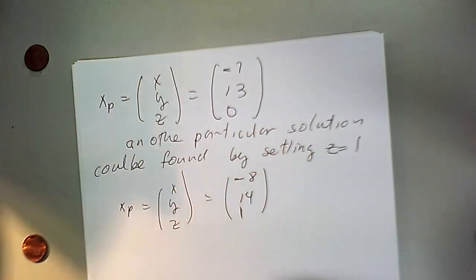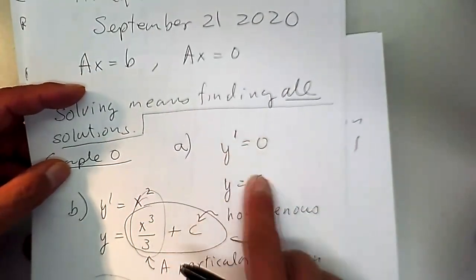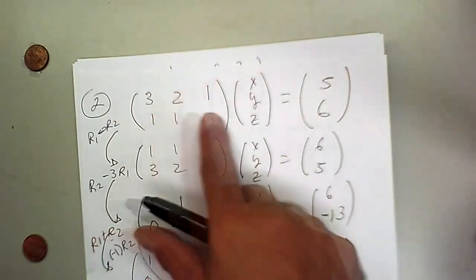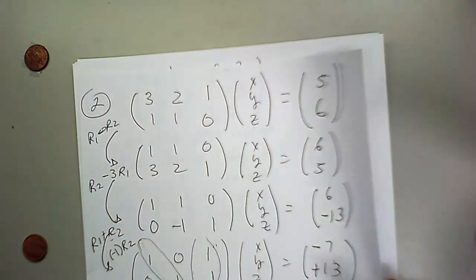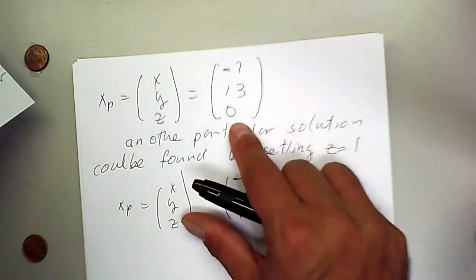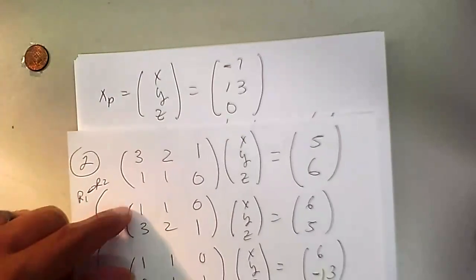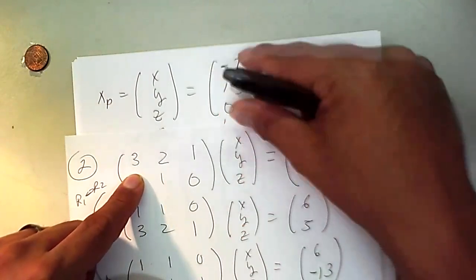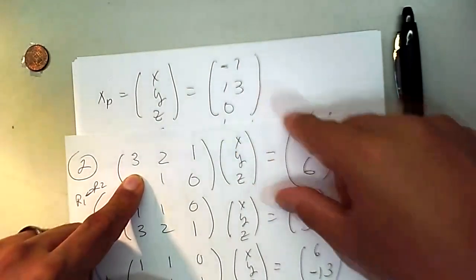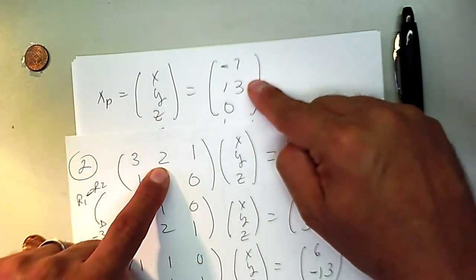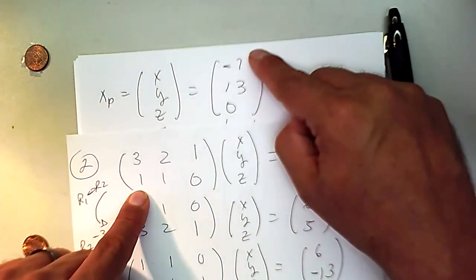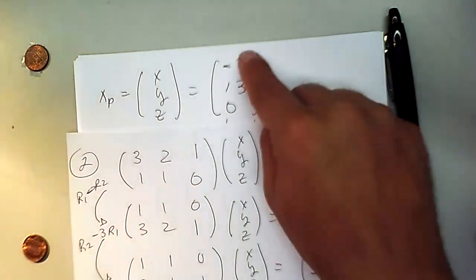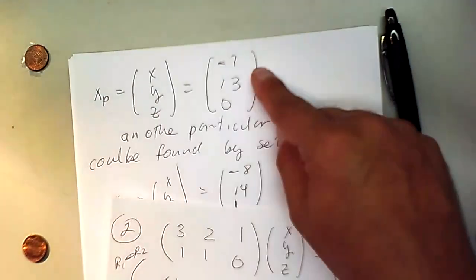Okay, but now what about the rest? Going back to the analogy of calculus, what about all the other solutions? Remember, we're in problem number 2, example number 2. We're solving this matrix equation, and we found one solution: -7, 13, 0. By the way, it's probably a good idea to check that our solution works. I'm going to multiply to make sure we get 5 and 6. That is -21 plus 26, that's 5, and 0, sure enough, that is 5. -7 plus 13 is 6, plus 0, 6. Okay, so that checks. That also checks. But this one is better for a particular solution.